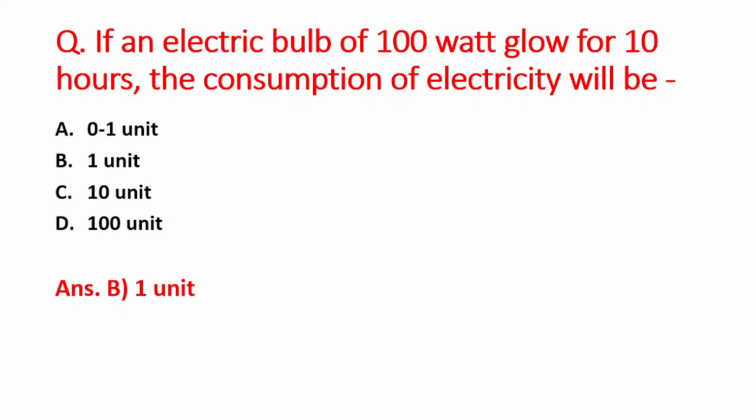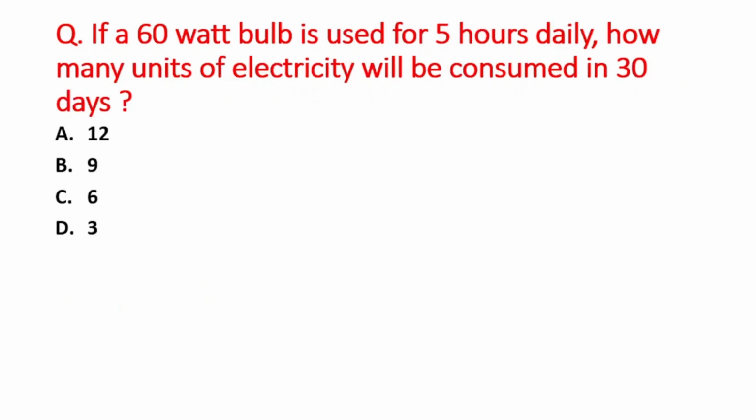Next question: if a 60 watt bulb is used for 5 hours daily, how many units of electricity will be consumed in 30 days? Now look, guys, in the previous question we saw that if a bulb lights up for some number of hours, how much electricity is consumed.